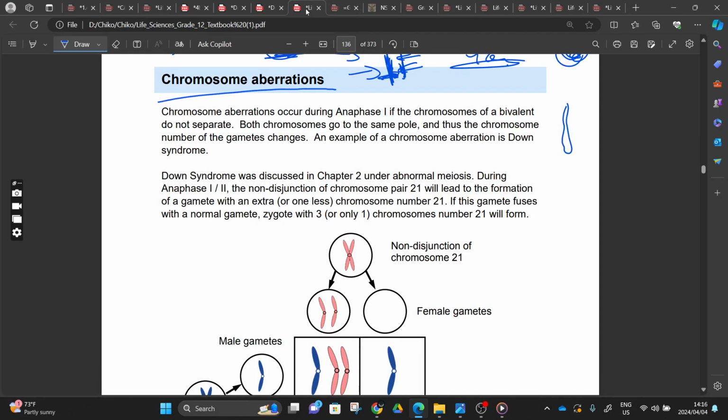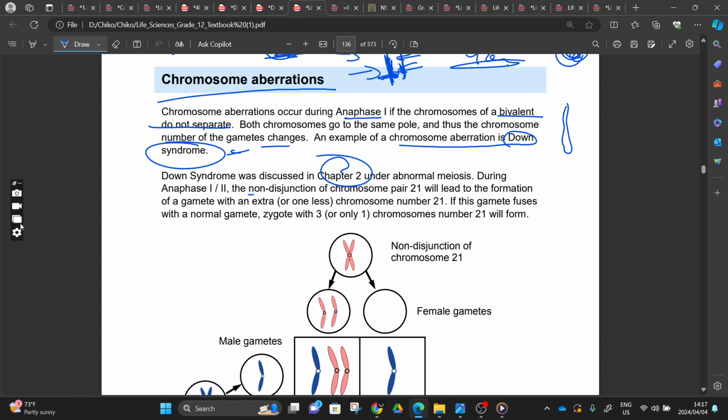And then chromosomal aberration, we did this. A chromosome aberration occurs during anaphase 1 if the chromosomes of a bivalent do not separate, right? Non-disjunction of chromosomes. Both chromosomes go to the same pole, and thus the chromosome number of gametes changes. An example of chromosome aberration is Down syndrome. I told you they can just give you a karyotype, and then they ask you to give another example of this mutation that is taking place here. Example, Down syndrome. And then you did this in chapter 2.